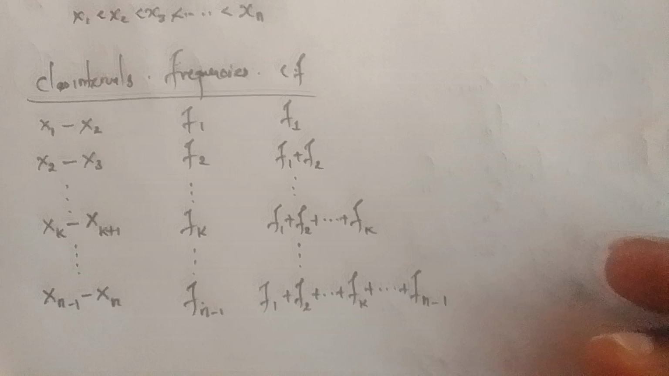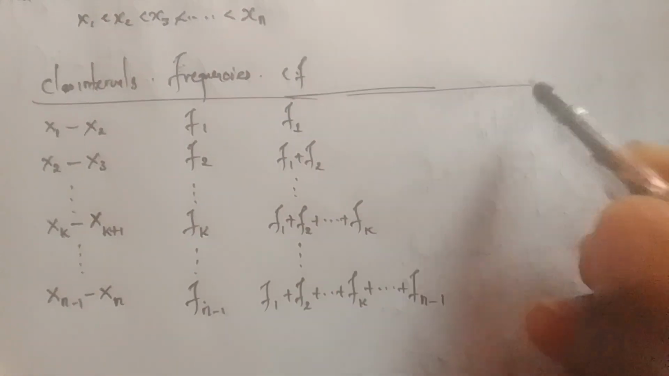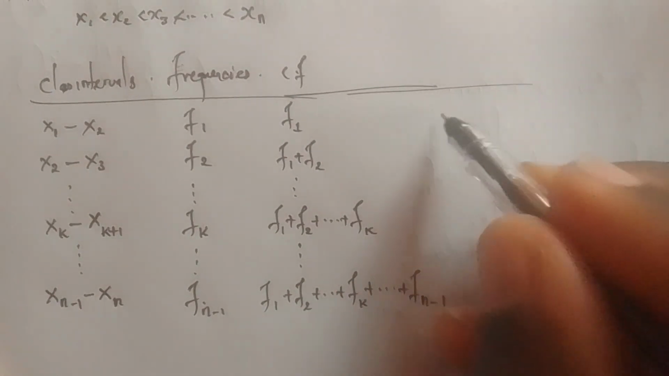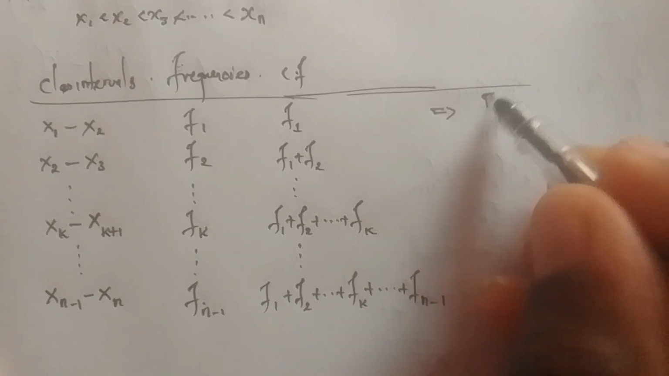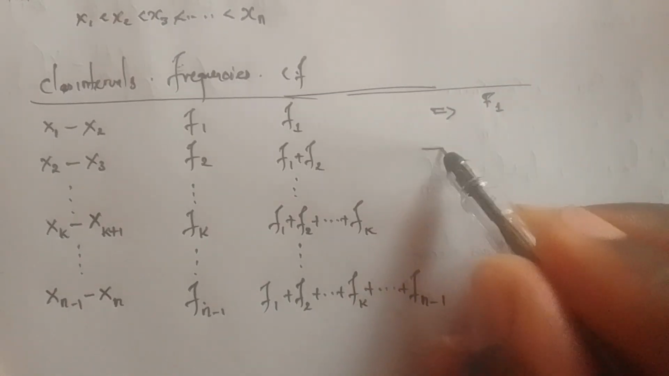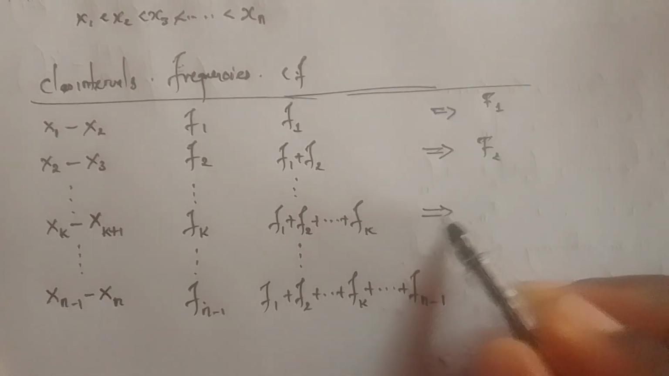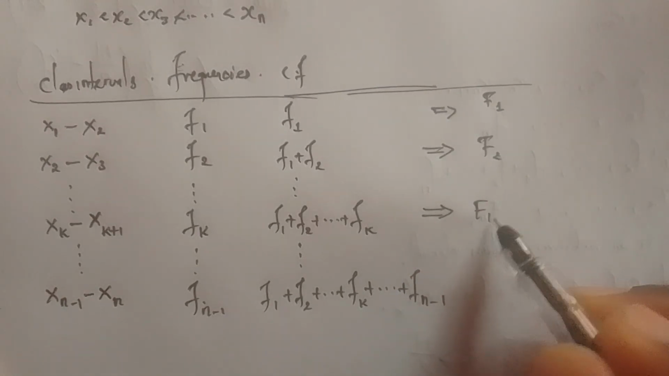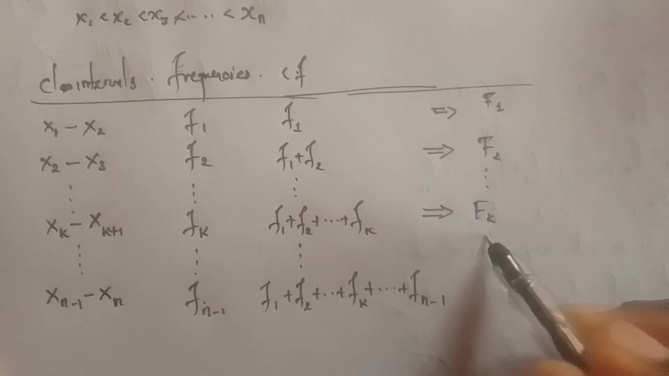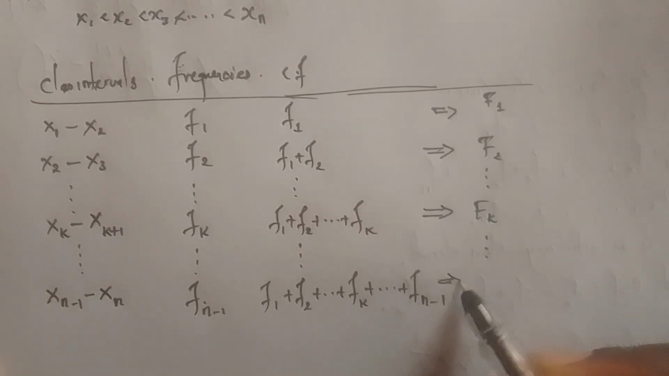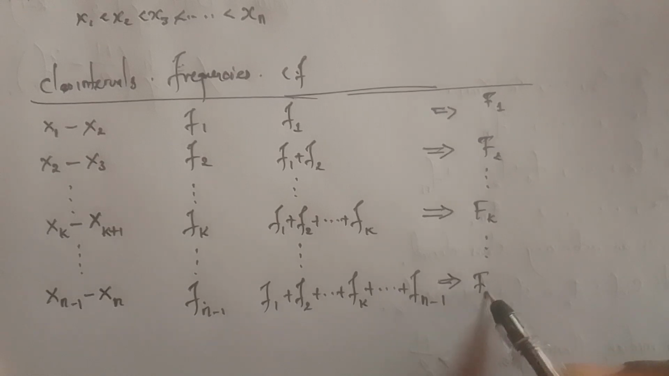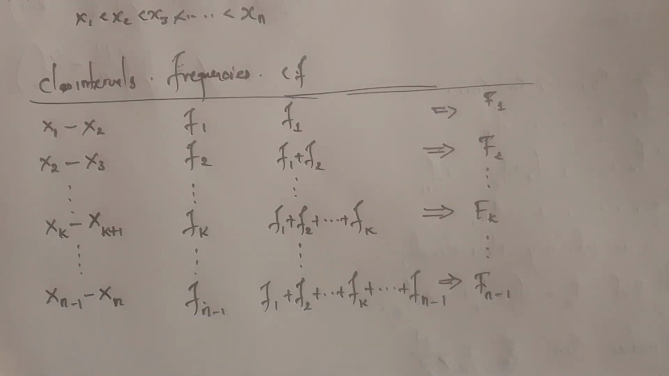So we can decide to tag these frequencies f1, tag these f2, tag these fk, and tag these fn minus 1.